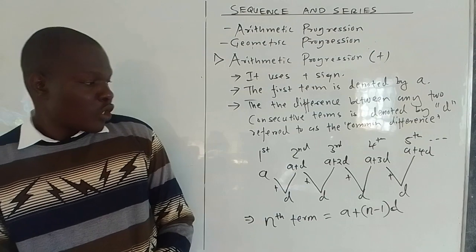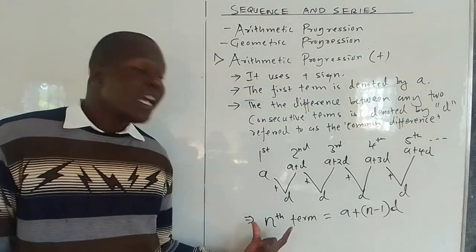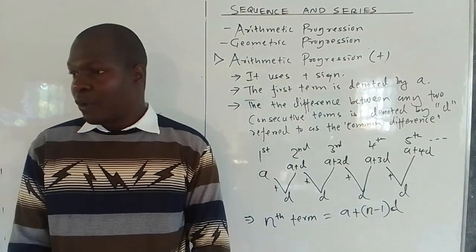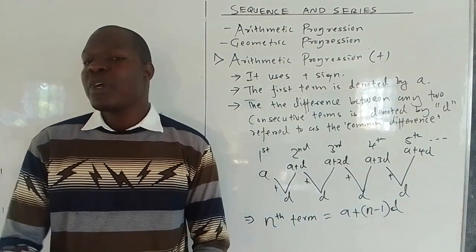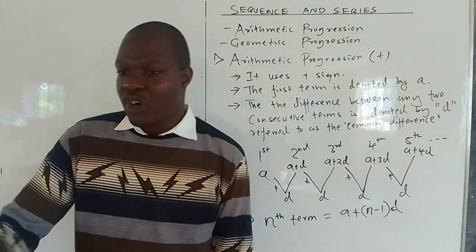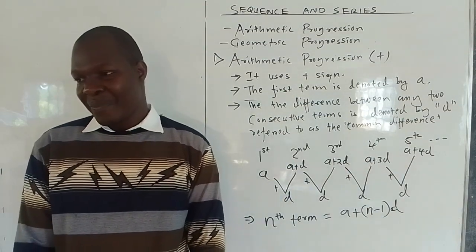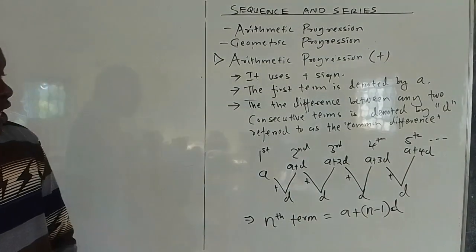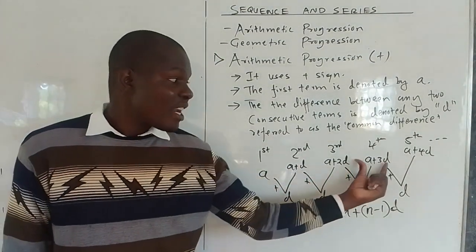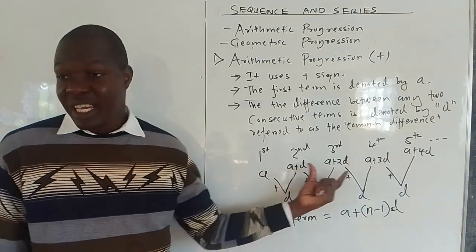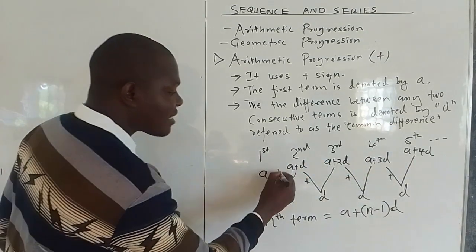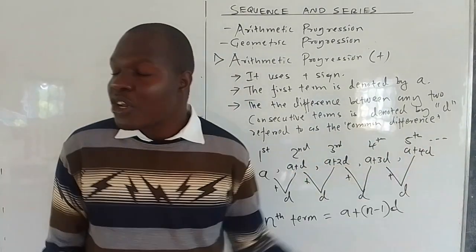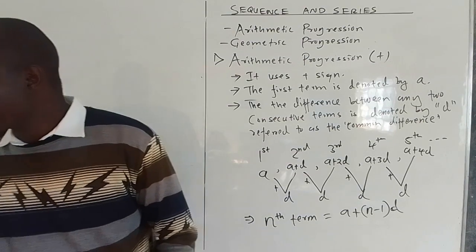Then from that association, you are able to get the formula for getting any term in an arithmetic progression or sequence, because a term number will remain a term number whether it is in a series or a sequence, isn't it? Are we together? Now this is just a case of an arithmetic series because they are just terms: first term, second term, third term, fourth term.